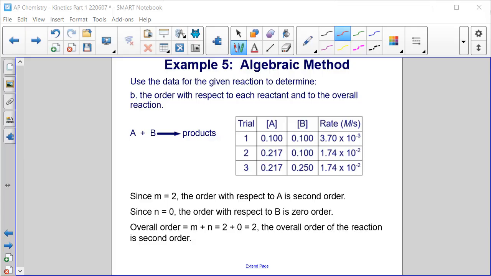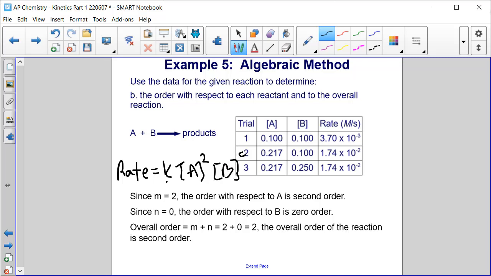In part B, we're asked to find the order with respect to each reactant and to the overall reaction. So since M is equal to 2, I'm just going to write the rate law again on this slide so we can be reminded. We had K times concentration of A squared, right? And then just because we're going to use it, it was concentration of B to the 0 power. Of course, we don't write that. I just want to have it here so we can visually explain this.